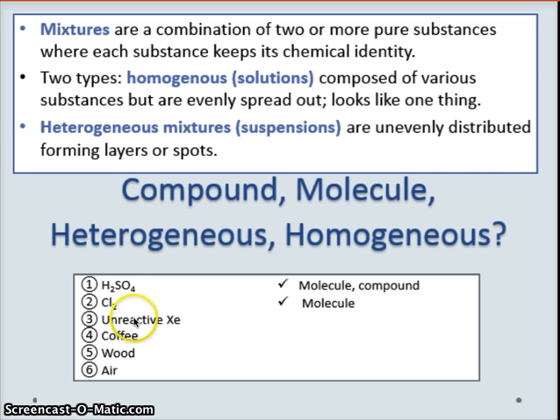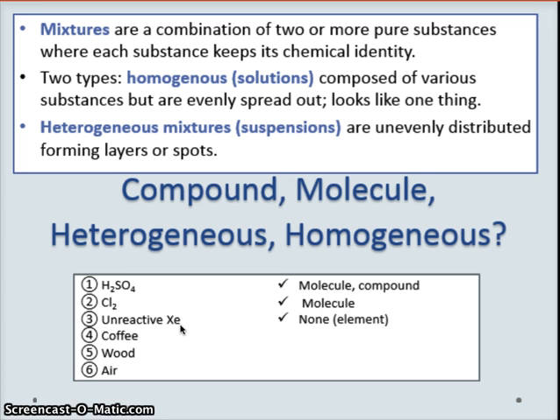Cl2 is only a molecule because it has only one type of atom. And it's not a mixture because it's not mixed with any other pure substance, so it can't be hetero or homogeneous. Three, unreactive xenon. Xenon is one element, just one element, so it can't be a molecule because a molecule must have at least two. So this is not a compound, it's not a molecule, and because it's not mixing with anything else, it's not a mixture either. So it's just nothing.